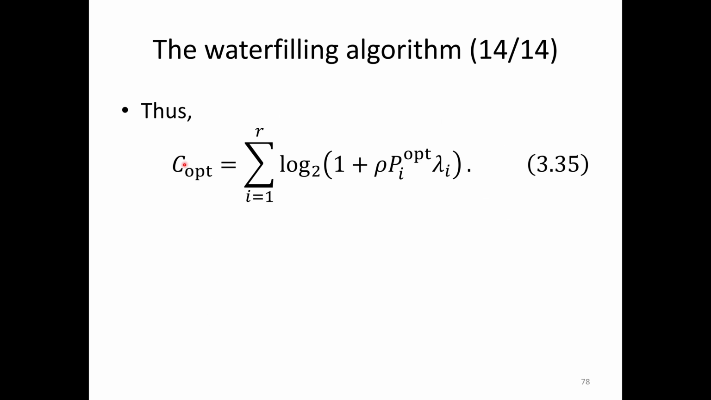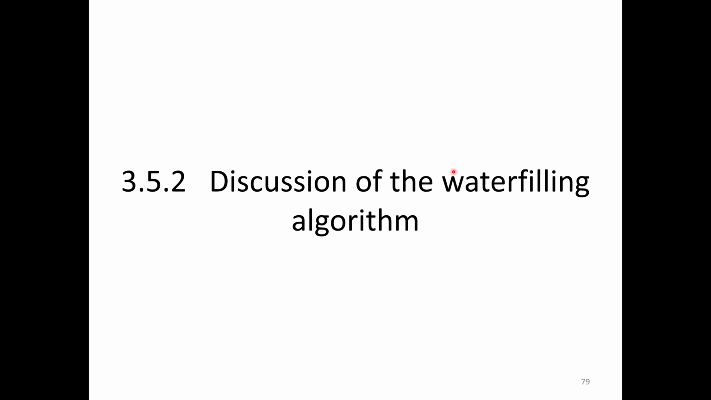Okay, thus C_OPT is equal to the summation from i equals 1 to R of log base 2 of (1 plus rho times P_i OPT times lambda_i). Okay, so next let us go to section 3.5.2.